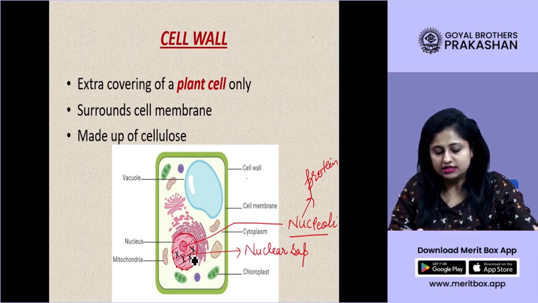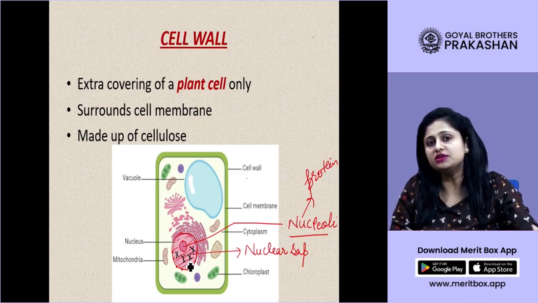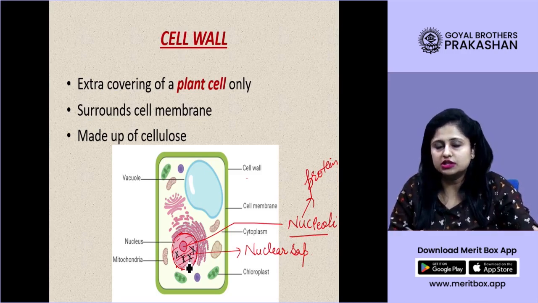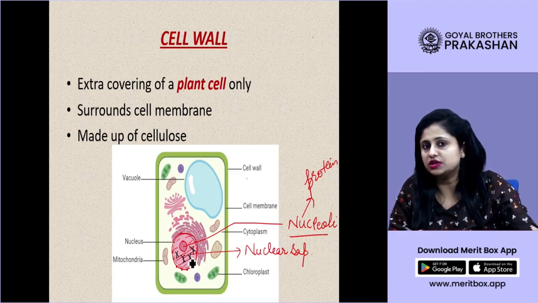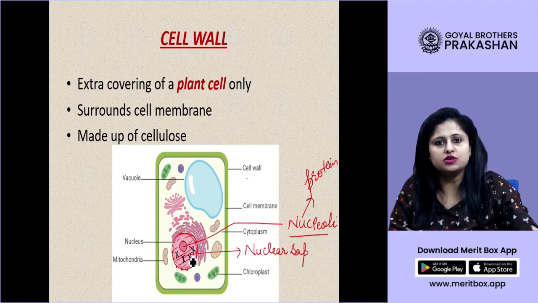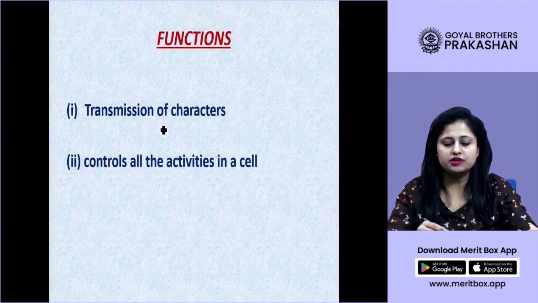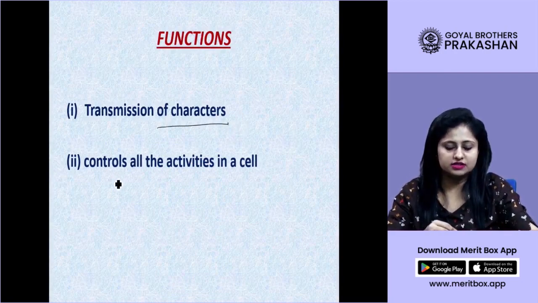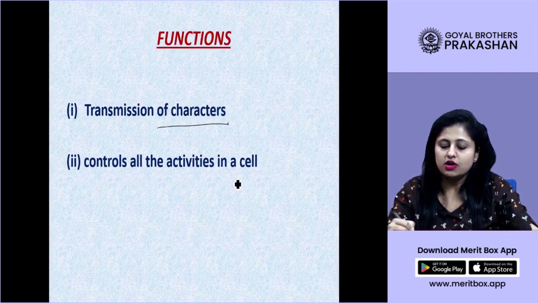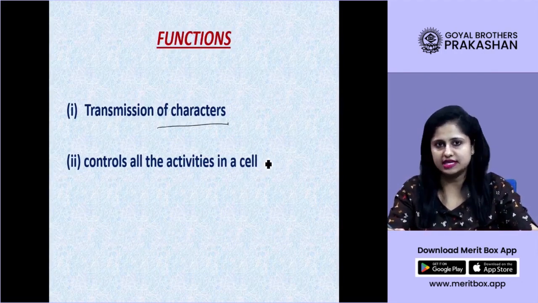And in the nuclear sap, chromatin fibers are present, and chromatin fibers get converted into chromosomes once the cell division occurs. These are the hereditary units which pass on from parents to their generation. So the nucleus is responsible for transmission of characters from parents to their offspring. Next, the nucleus controls all the activities in a cell, so therefore it is known as the brain house of the cell.